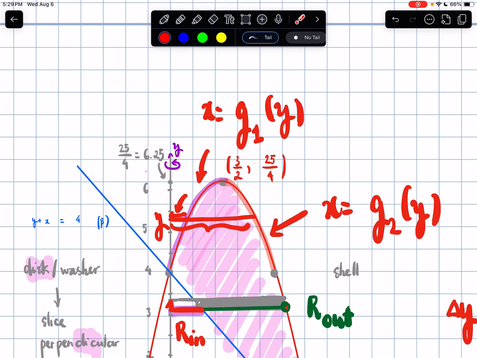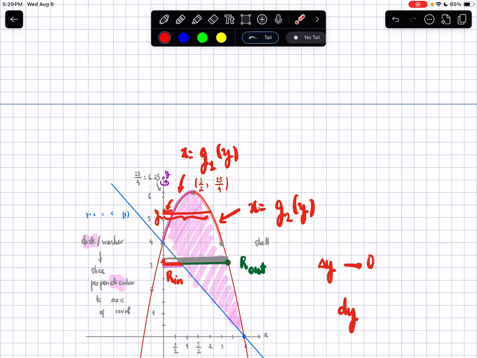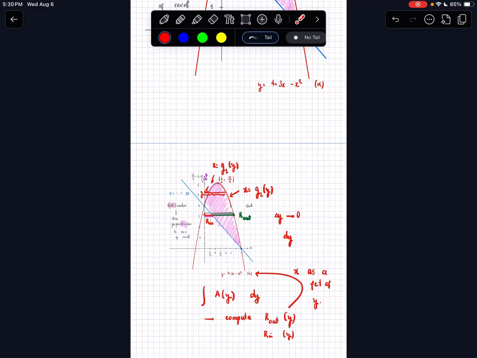So the outer radius is this length, which is this function g2 of y. In this case, for the same curve, we need to compute two different functions, g1 and g2, in terms of y, to determine the R outer and R inner. So that makes it difficult. For both regions, we would use the shell method in this case.